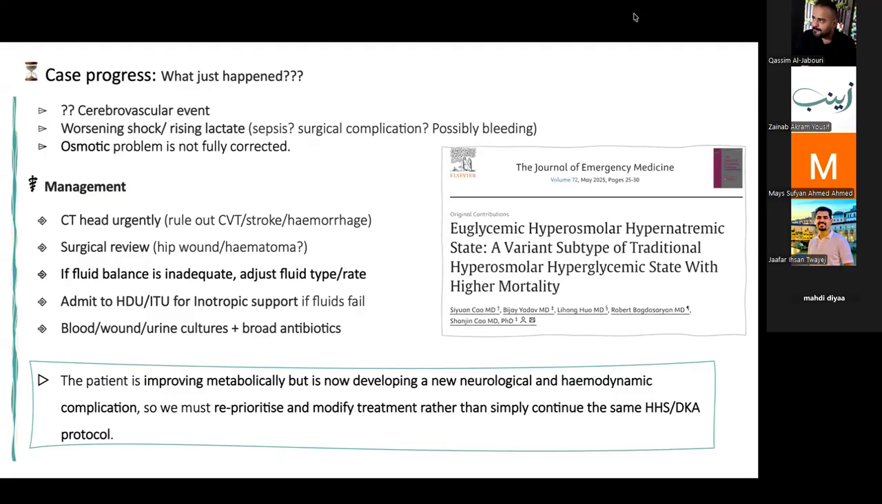And finally, this is just a reference for euglycemic HHS if someone would like to read about it. It's another emerging medical problem as we are more and more using these agents more widely among type 2 patients. Education is very important. Please ensure any patient on these agents is educated about the sick day rules associated with the SGLT2 inhibitors to prevent DKA, euglycemic DKA or HHS when they are undergoing stress or having acute illness.